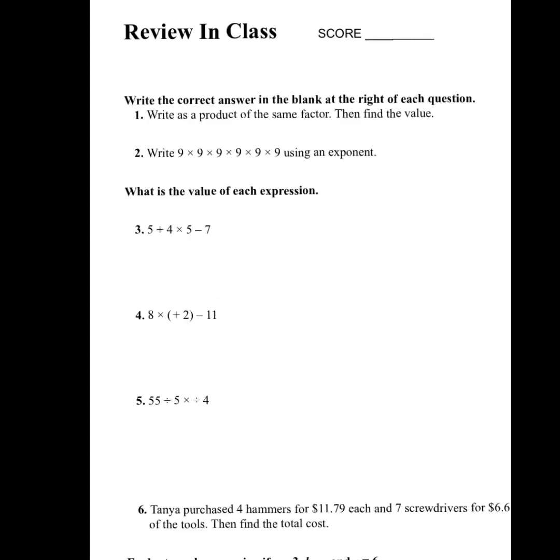For question number 1, don't worry about it, it just wasn't done. Question number 2, write all those 9s using an exponent. To do that, you would count as many 9s as you have. 1, 2, 3, 4, 5, 6. Six 9s, so 9 to the 6th power.